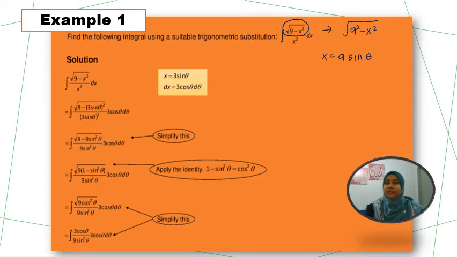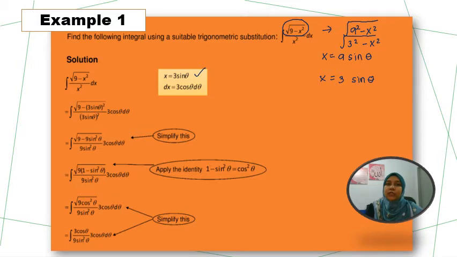Look at the previous slide. It is in the form of number 1, x equal to a sine theta. Okay, so we simplify this form of integrand. We have 3 square minus x square, so we substitute into this x. So x equal to 3 sine theta.